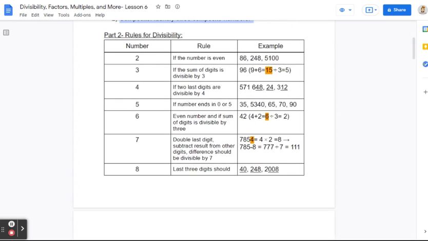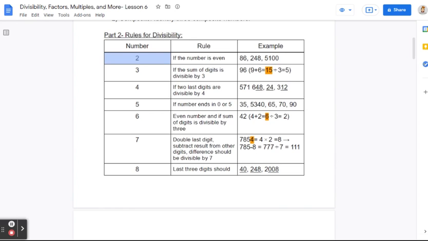Part 2, rules for divisibility. So when we are dividing, you can obviously use a calculator, but these are rules for when you're not supposed to use a calculator, or just for whatever reason you're not going to be using one. It's really good to know these rules because it makes the mental math faster.